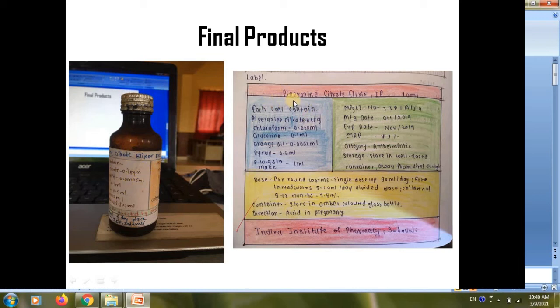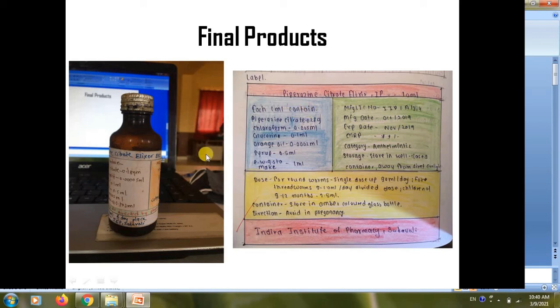Okay, so the label should be like this. This is a piperazine citrate elixir, so you have to write piperazine citrate elixir and IP, because this preparation is from the Indian Pharmacopoeia. Then the volume of the preparation, that is 10 ml, 20 ml, 50 ml, whatever it may be, you have to write.